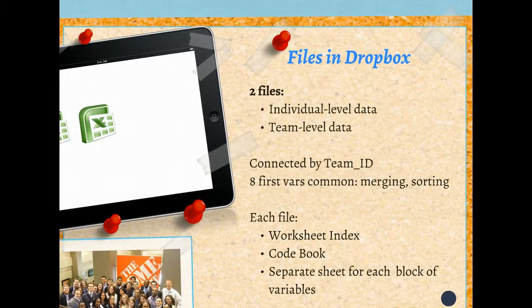One of the Excel files contains individual level data, and the other one contains team level data. The two are connected by the team ID variable in case you'd like to link them in an HLM file. There are also 7 other variables that are common to each data sheet. They could be used to merge data, as well as to select data pertaining to a particular semester, country, or team.